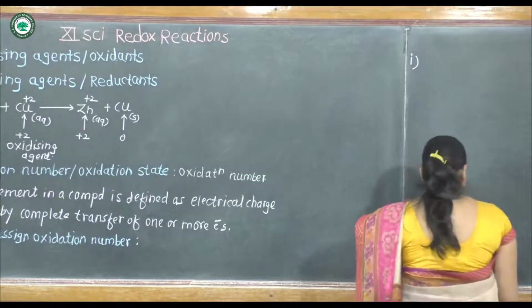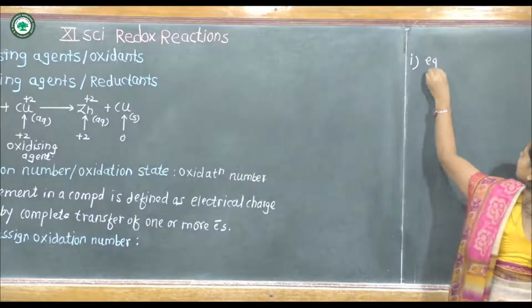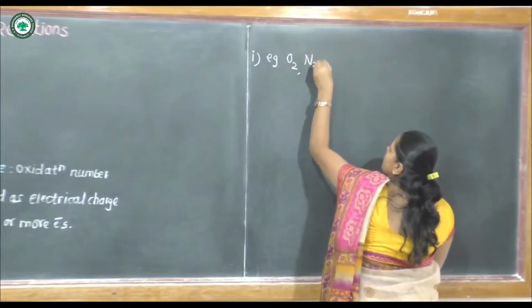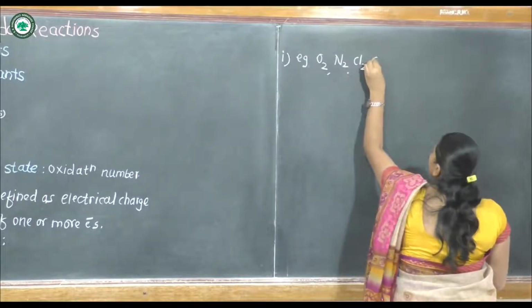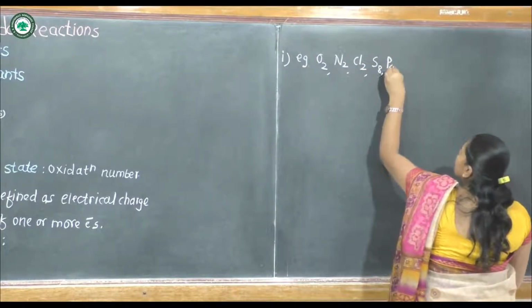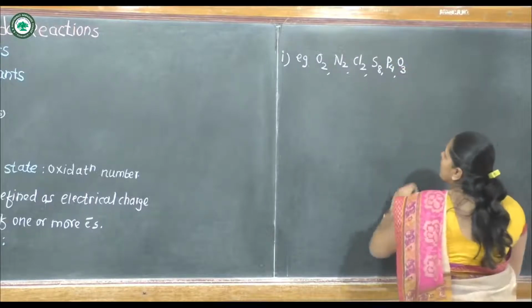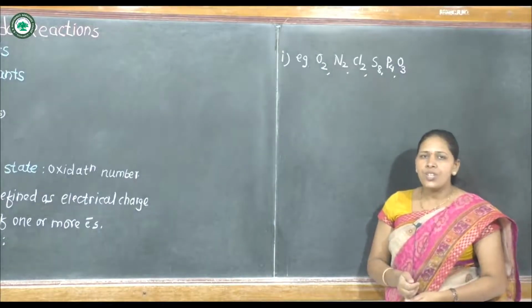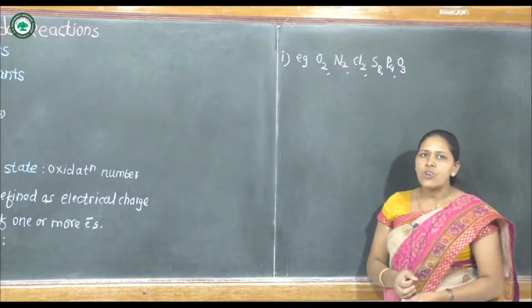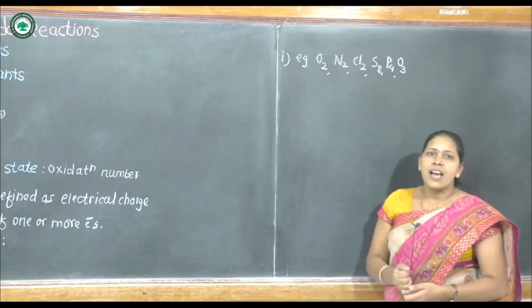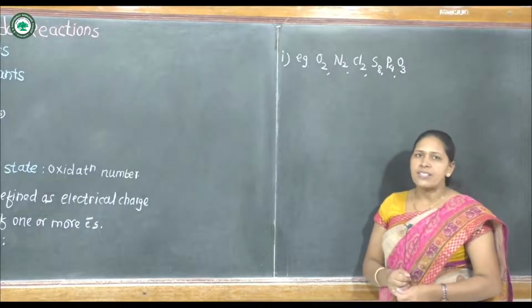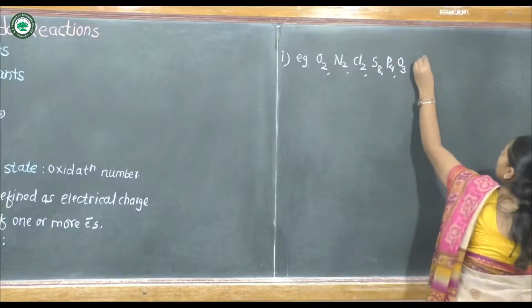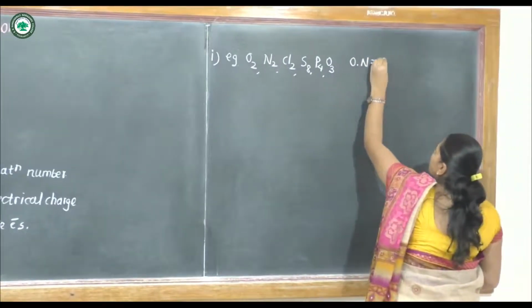What is meant by free state? For example, the oxidation number of oxygen, nitrogen, chlorine, sulfur, phosphorus, and ozone is 0. These are the substances in which each atom has 0 oxidation state, because these elements are in free state or uncombined state. Therefore, the oxidation number is 0.